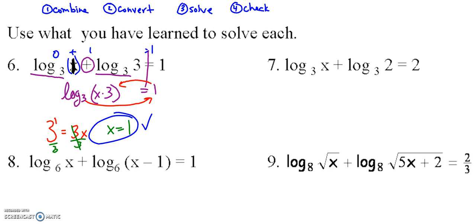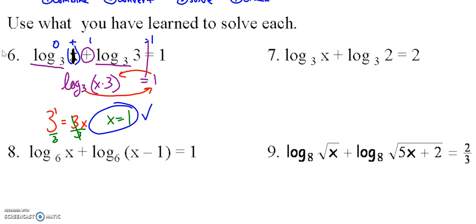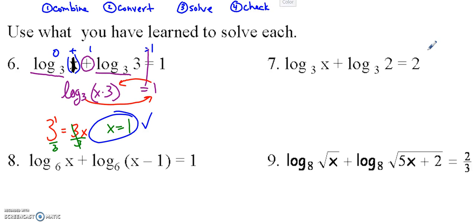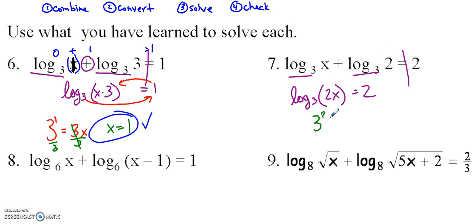All right, so that's how we can use properties to help us solve some of these other types of equations. Let's do the second one here. Again, on my left side, I can combine these two log base 3's. And I'm going to have x times 2, so 2x, and that equals 2. Convert, 3 squared equals 2x.